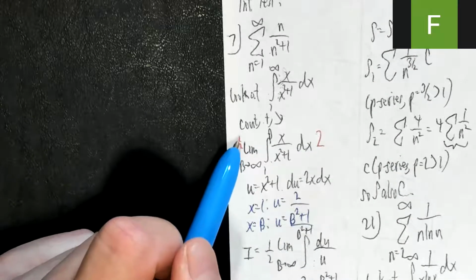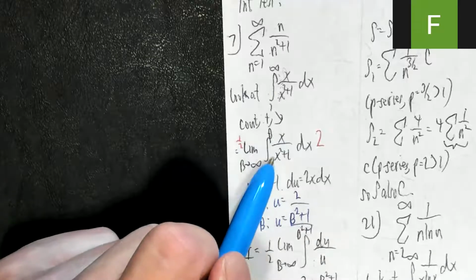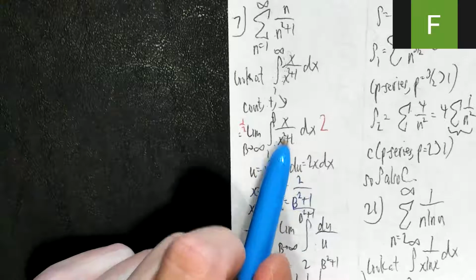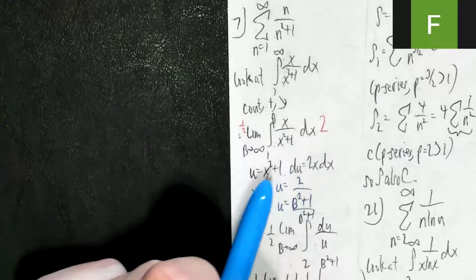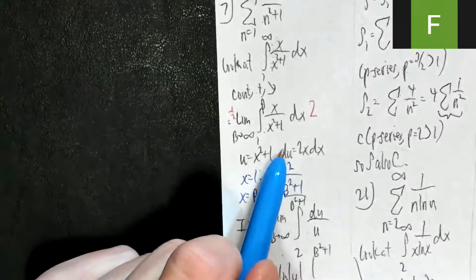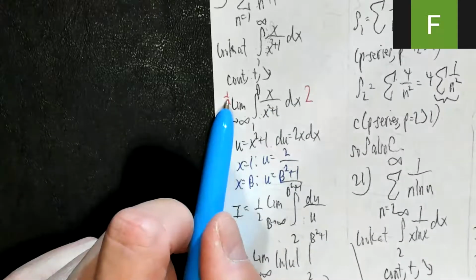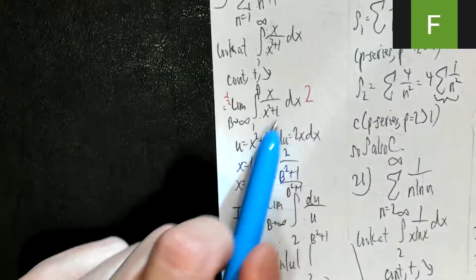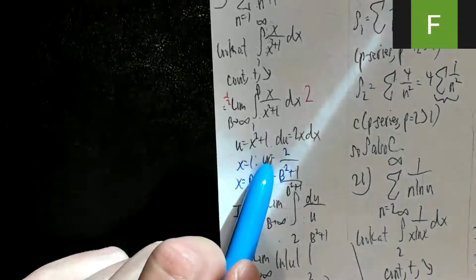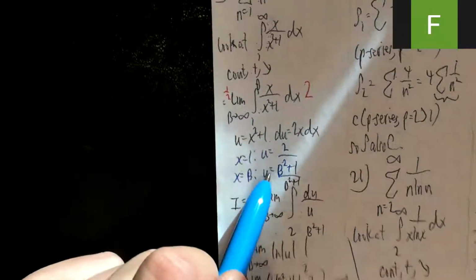Okay, so I want the limit as b approaches infinity of the integral from 1 to b of x over x squared plus 1. Looks like it's a good time for a u substitution. The derivative of x squared plus 1 is 2x. So let u equal x squared plus 1. du is 2x dx. You need a 2 inside and a half outside. Change the limits. If x is 1, plug in 1, 1 squared plus 1 is 2. Plug in b. Well, all I can say is b squared plus 1.